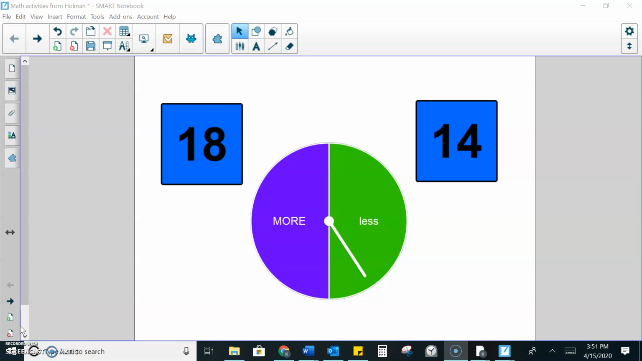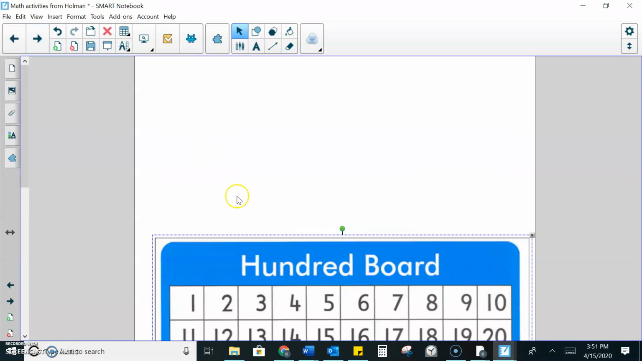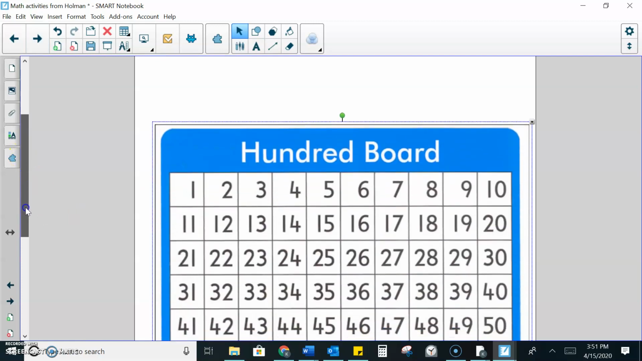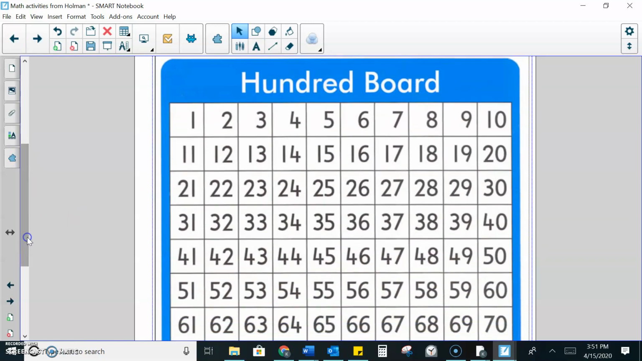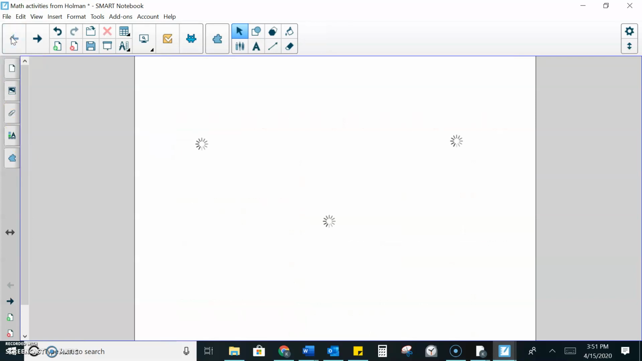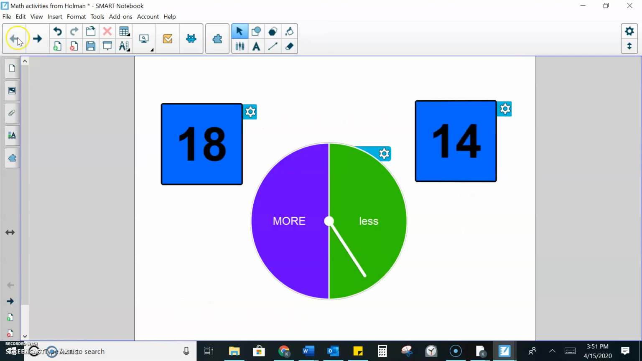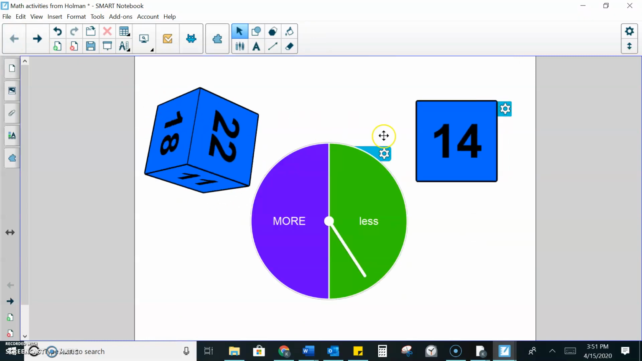So for this activity, we have two dice on our screen and we have a spinner. On one side it says more, and on the other side it says less. We will also be using a hundreds chart, or a hundreds board, to help us compare our numbers.